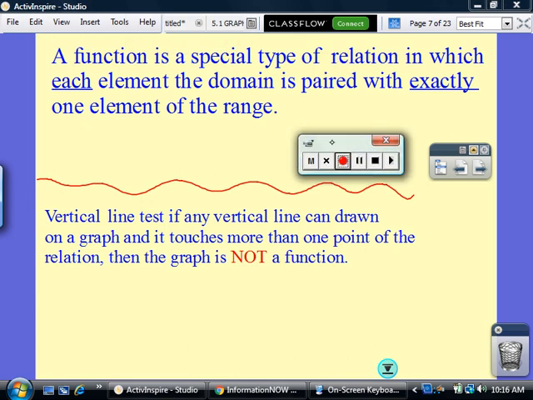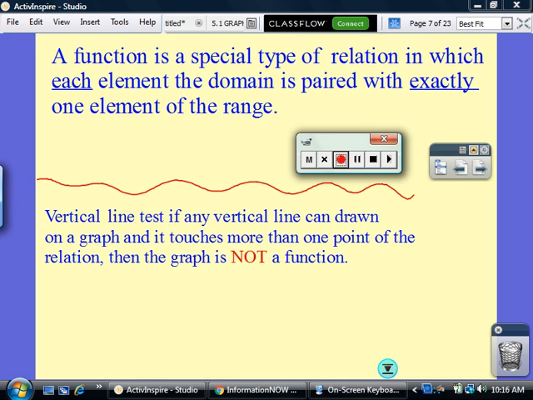All right. We're going to write down the definition of a function, and tomorrow you're going to stand up beside your desk and say it for me for a grade. You're going to stand up without looking. You're going to know the definition of a function, and you're going to say a function is a special type of relation in which each element of the domain is paired with exactly one element of the range. Now, 5th block is going to say it to me Monday. You guys are going to say it to me tomorrow.